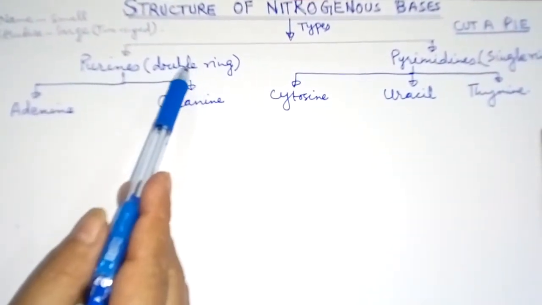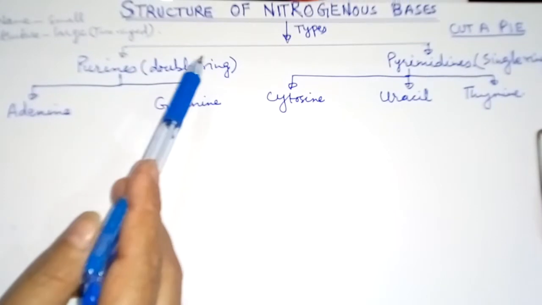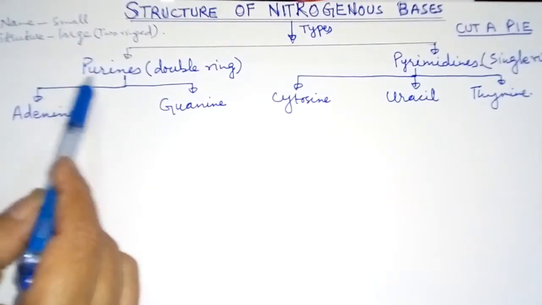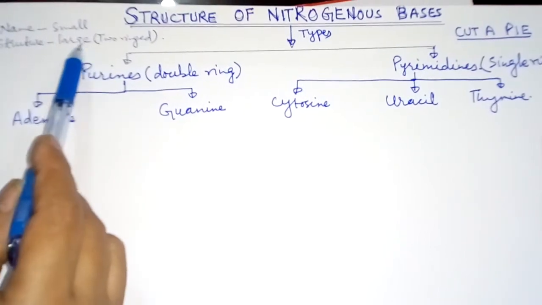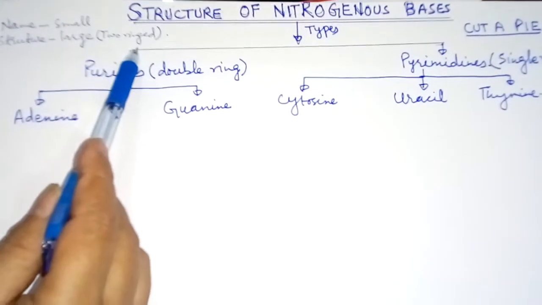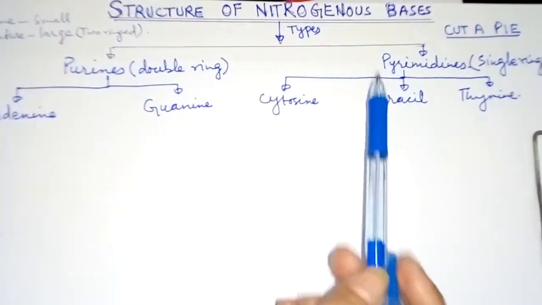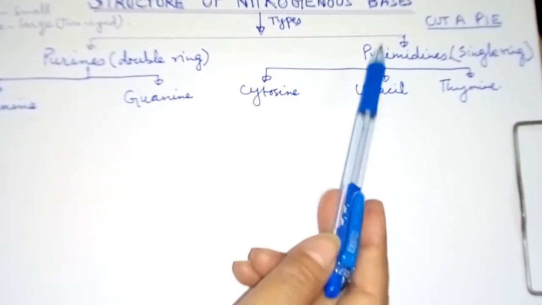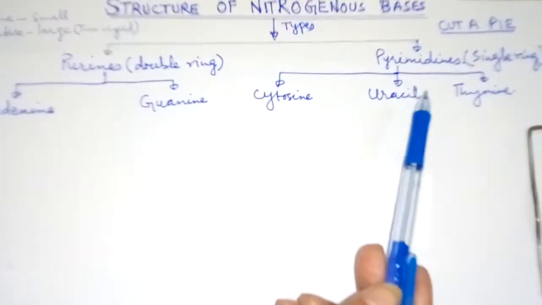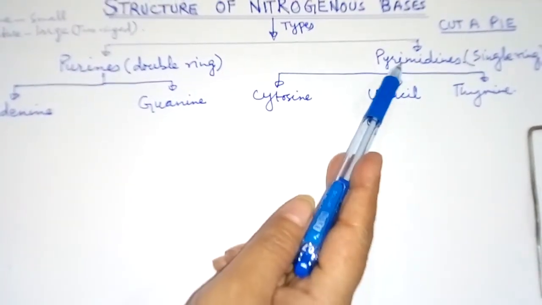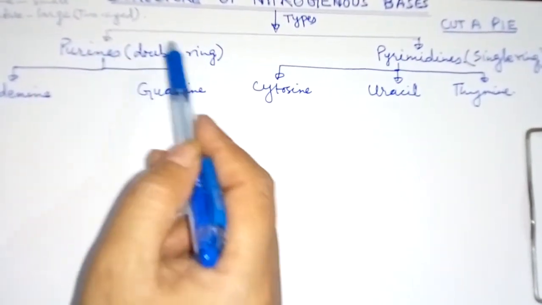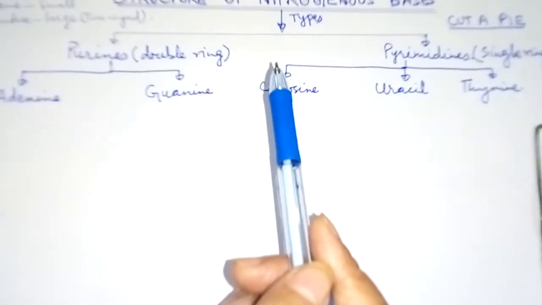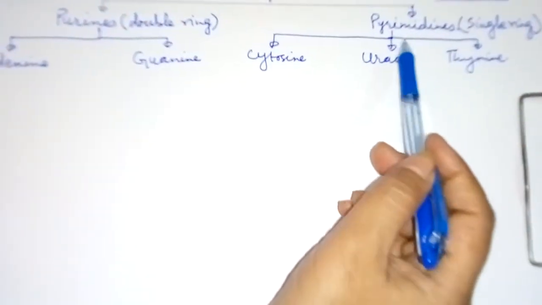Purines are double ring structures. You have to memorize this. Those which have a small name have large, two ringed structures, and those which have a big or large name have a small structure. Means pyrimidines are single ringed, and purines, they are what? Double ringed.